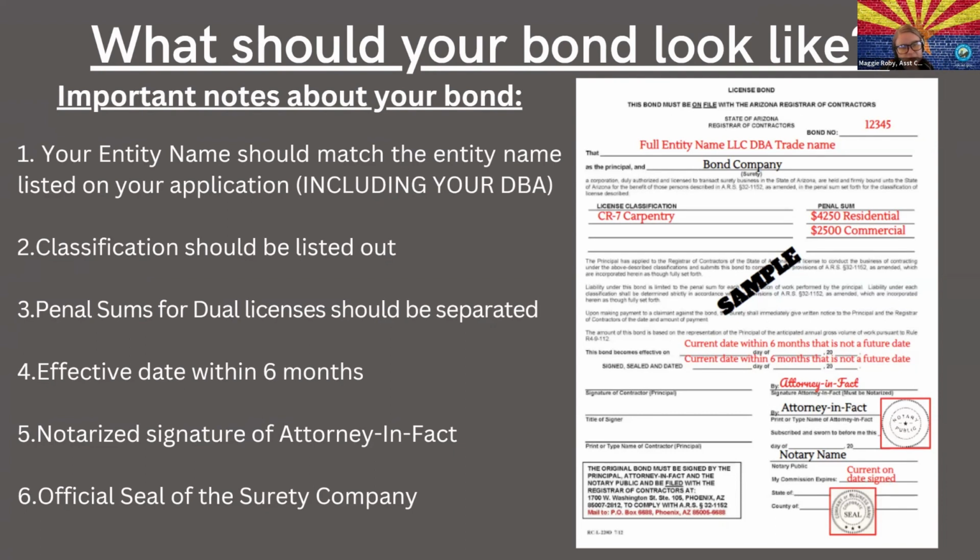So we are looking at the effective date being within 6 months, that it has been notarized, and the signature of the attorney in fact is on there as well. And then we are looking for the official seal of your bond surety company to be marked on your bond. Now, we do not accept handwritten bonds. Your bond should come completed on our bond form. If you need to make updates to your bond, if the name is incorrect or the classification is incorrect and you've already submitted it, you can contact your bond company for a bond writer to make changes to your bond.